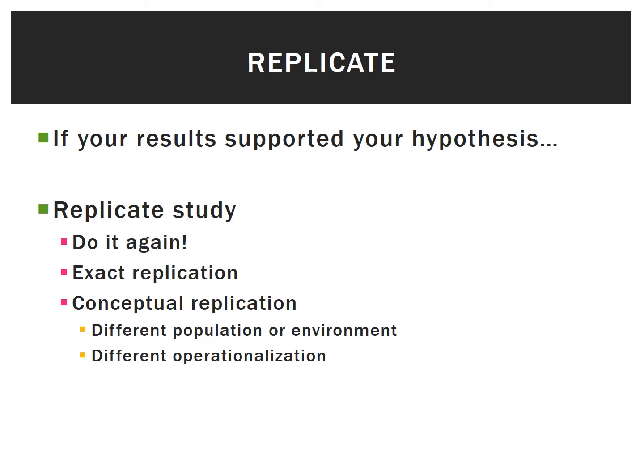Because you don't want to run the risk of having a false positive, a type 1 error that we talked about before. So with the replication of your studies, you can do this two different ways. You can do an exact replication, which is you literally take the exact same study design that you had before and you just do it again on a new sample of participants.